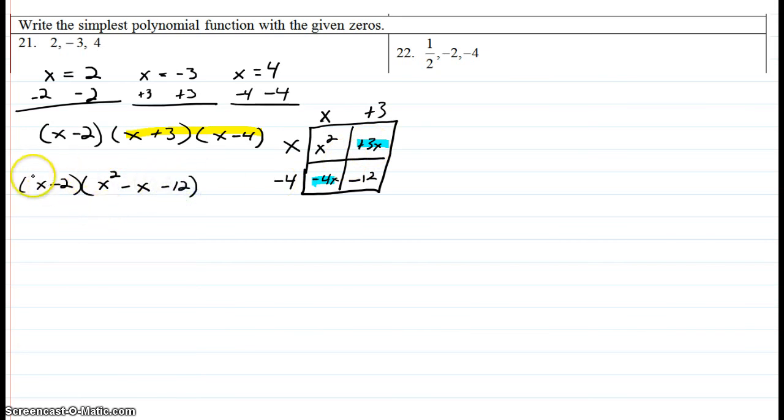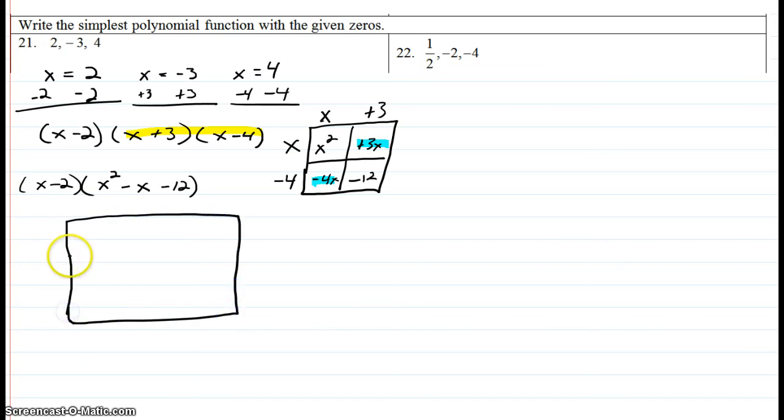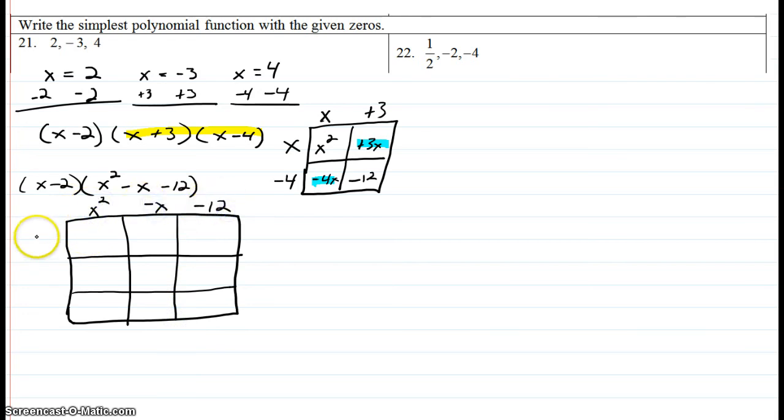And so now I need to multiply the binomial times the trinomial. Okay, so we're going to have x squared minus x minus 12, and then x minus 2. I think I'm going to give it an erase. So we can ignore that bottom row. I don't know what I was thinking.